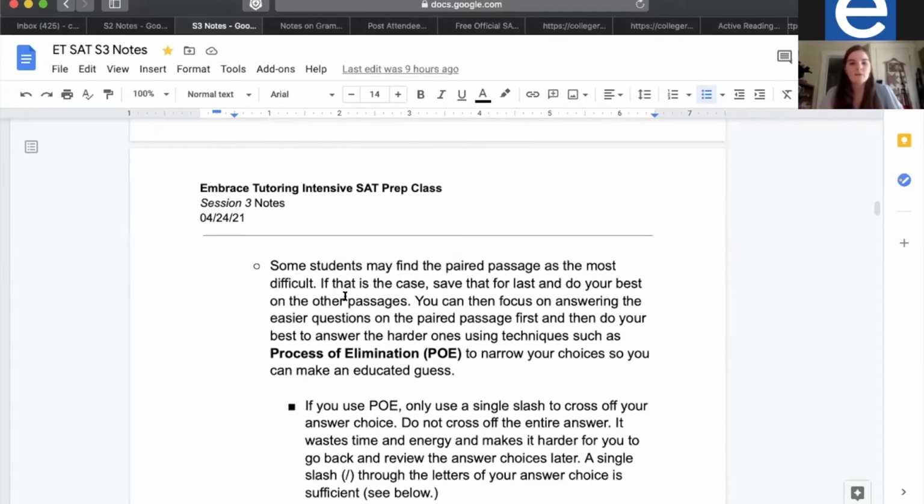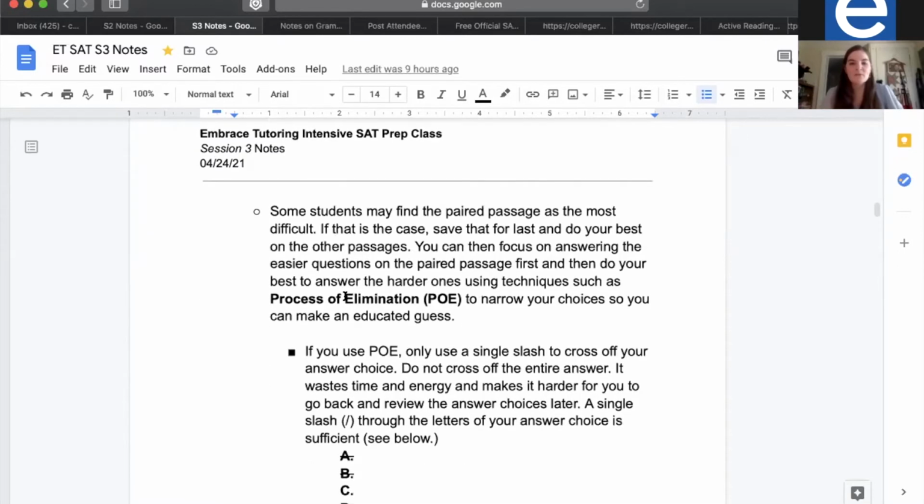All right, so moving on. Some students may find the paired passages the most difficult. If that's the case, regardless of what subject it is, you can save it for last and tackle it at the end. Don't worry about it as much. You can focus on answering questions that you know how to answer, which we're going to get into, and you can focus on getting the passages correct for the other sections, the single passages where you are probably stronger.